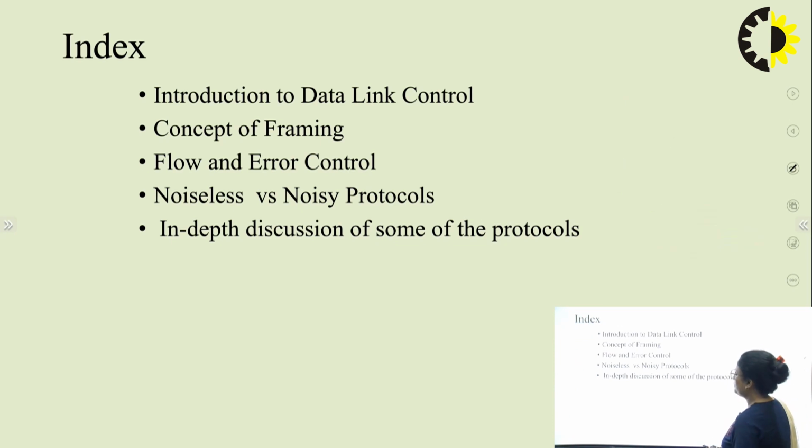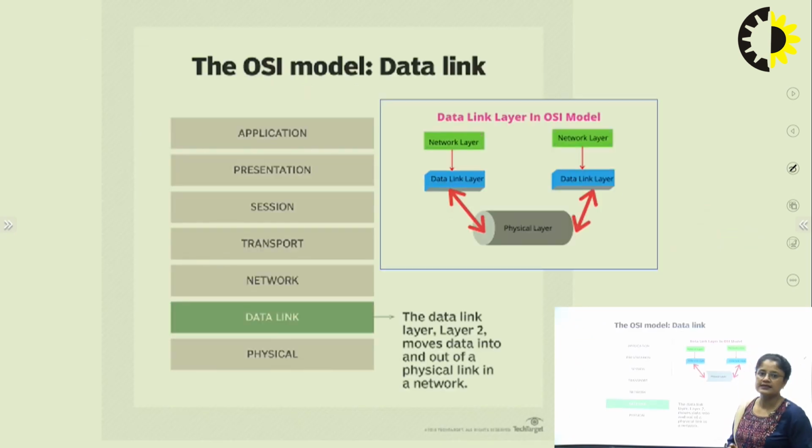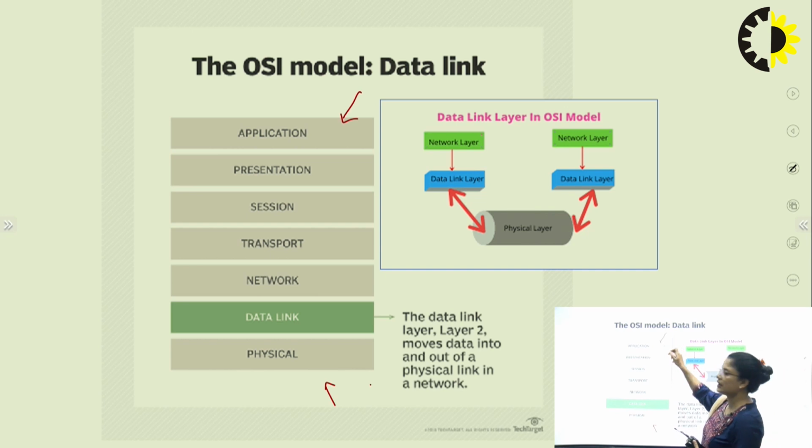Okay. To start with, let us talk about the role of the data link layer. If you remember, we have learned that the OSI model has got 6 layers, starting from the physical layer at the lowest level to the application layer at the highest level. The data link layer comes between the physical layer and the network layer.